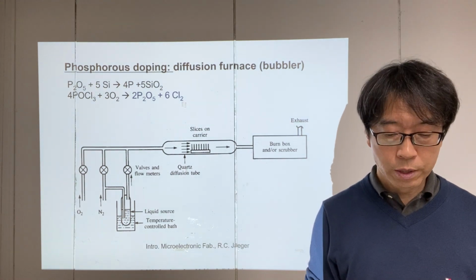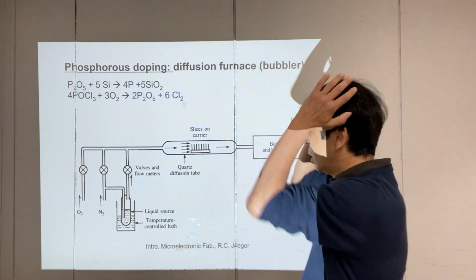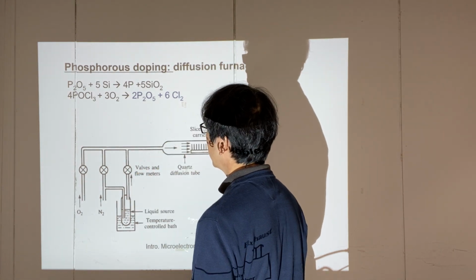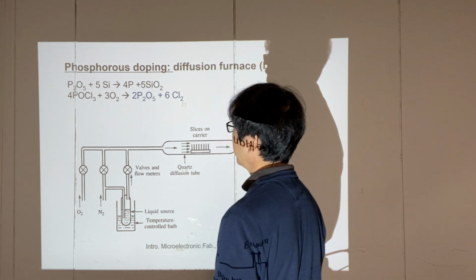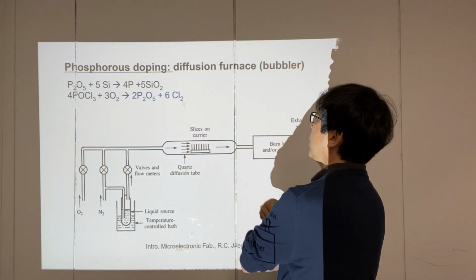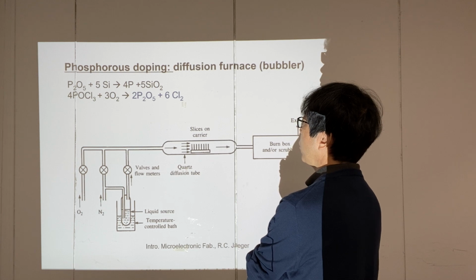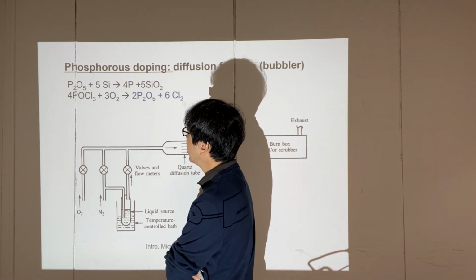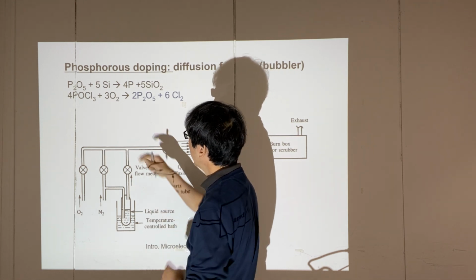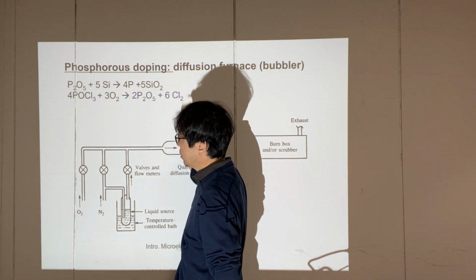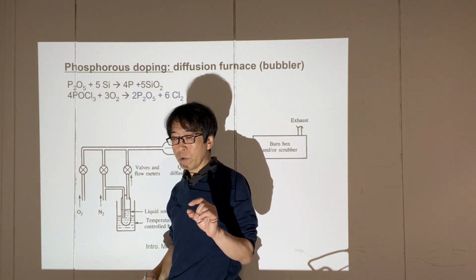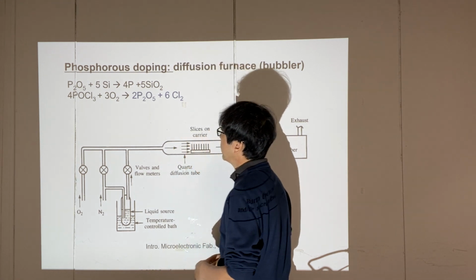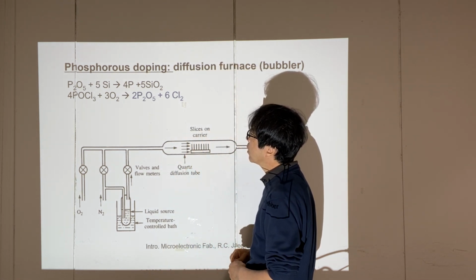The chemistry of this doping: phosphorus pentaoxide, P2O5, is the chemical we use. It's a very toxic chemical. We make it react with 5 silicon atoms, leaving phosphorus atoms right here, and silicon dioxide. Of course, after this doping process, you will obtain some oxide. You have to remove the oxide.